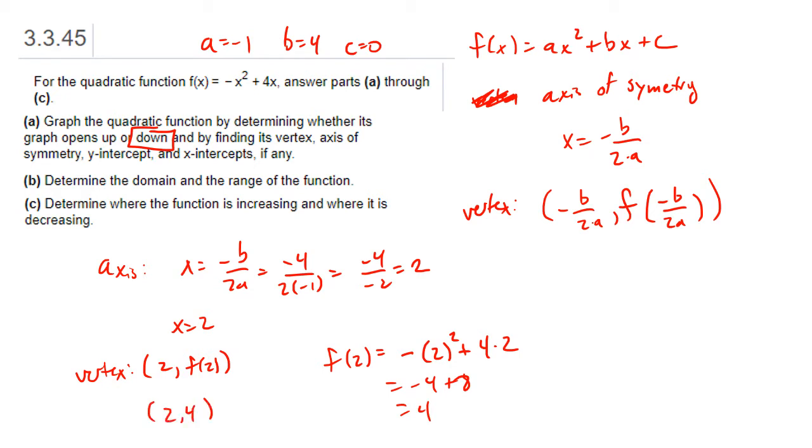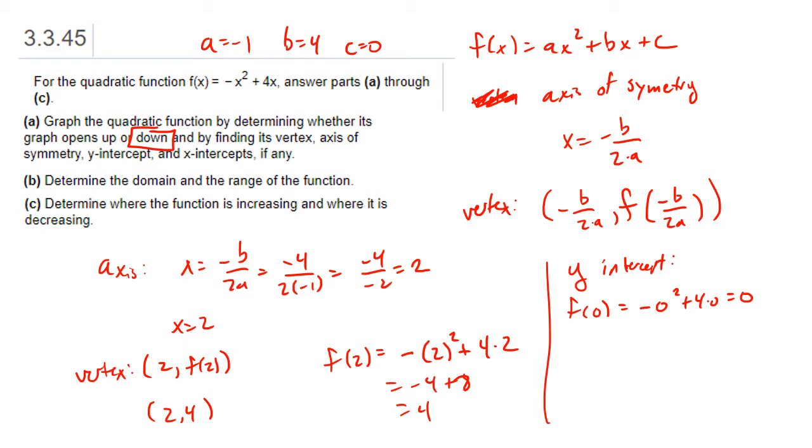As long as we're at it, we are also asked to compute various intercepts. So the y-intercept is what happens when you plug in 0. So this is going to be negative 0 squared plus 4 times 0. Everything works out to just be 0.